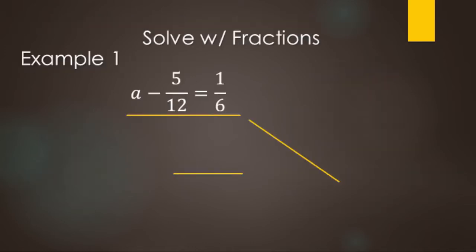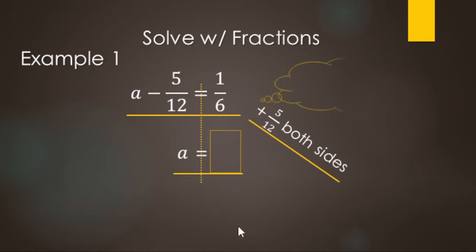So here we go, solving with fractions. Okay, so we're just going to solve. We've got a on the left over here, so we're going to want a equals and then the value right there. So we need to ask ourselves, what's being done to a? Well, it's being subtracted by 5/12. So how do we undo that? Well, we add 5/12 to both sides. On the left side, a minus 5/12 plus 5/12 is no more 5/12, just a. And now we need to do 1/6 plus 5/12.